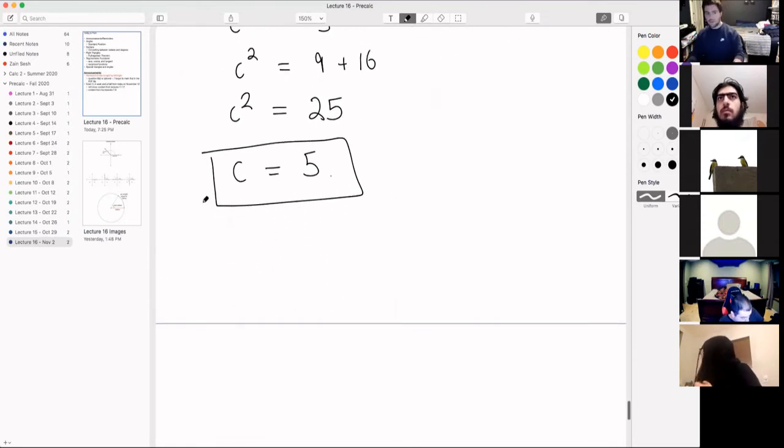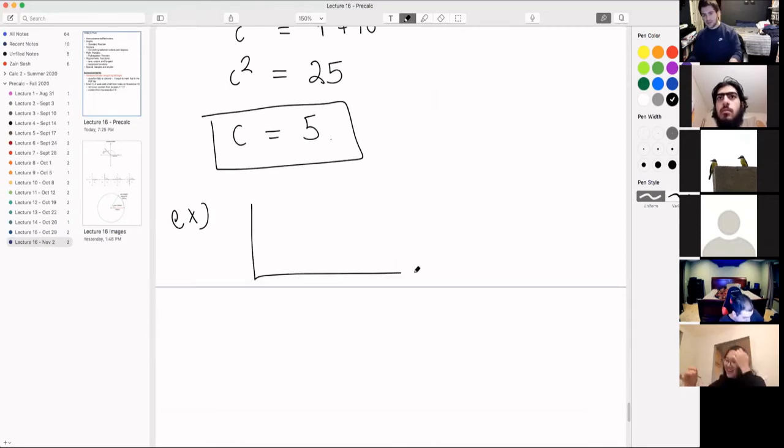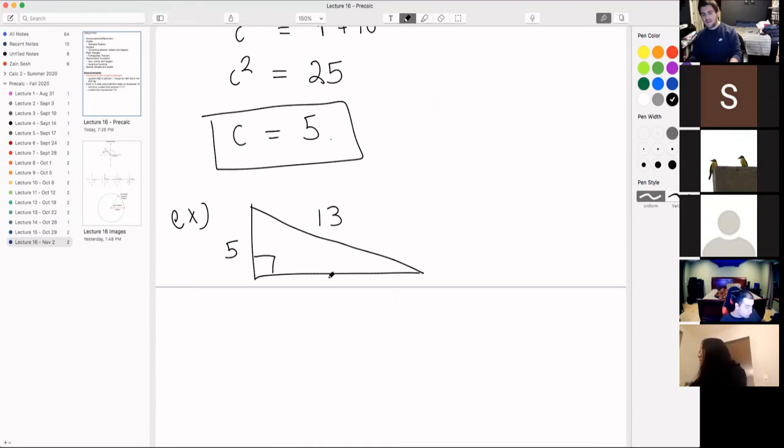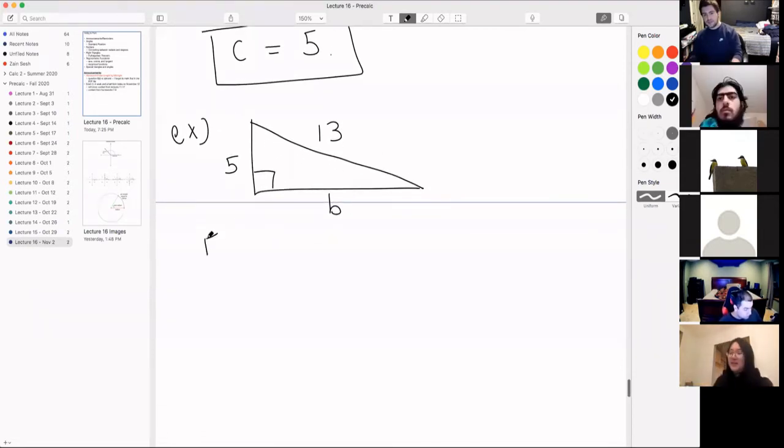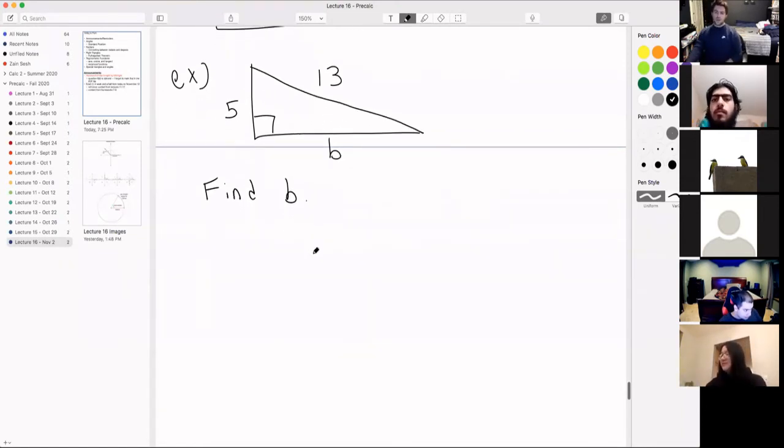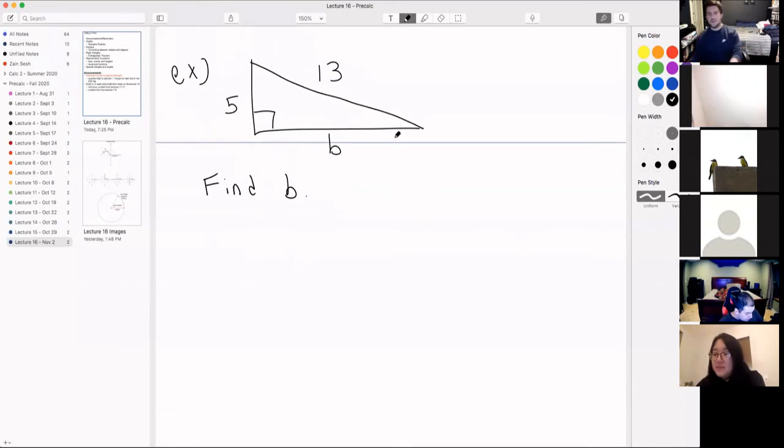Okay, good, one more. So I have a right triangle again. I'll have that the hypotenuse is 13, this leg is 5, but this leg is B, and the question will be to find B. Okay, good. So would anyone like to set up the equation here to solve? Would someone like to apply the theorem for me and tell me how to solve this guy?